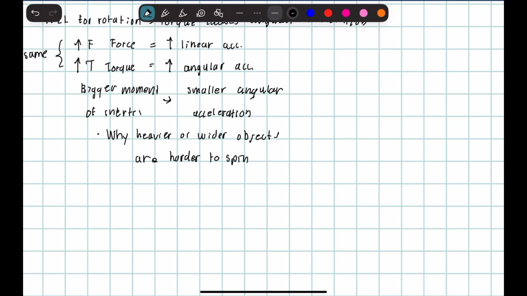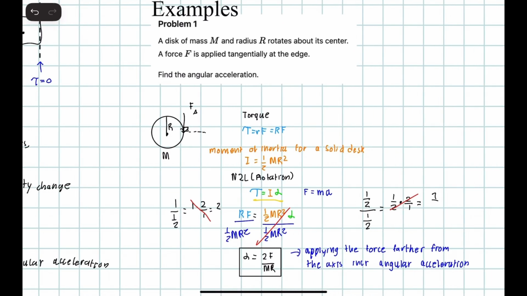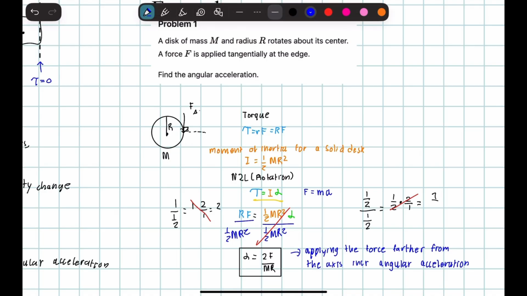So now let's do some practice problems. Let's go over some examples to demonstrate these ideas. So let's start off with problem 1. A disk of mass m and radius r rotates about its center. A force F is applied tangentially at the edge. Find the angular acceleration. So we have this little diagram here, and you see the radius r, the mass m, the force F applied here at a 90-degree angle.